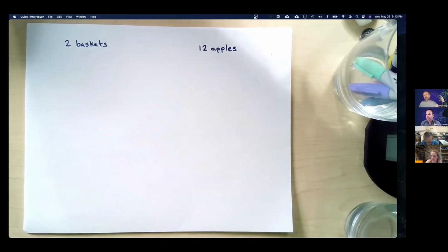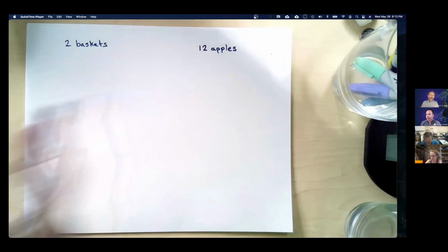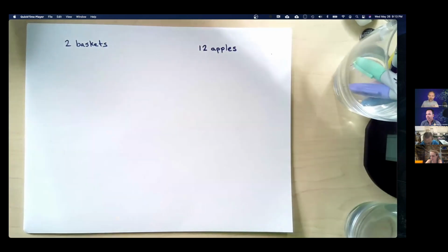I also want you to think about a student who is maybe right at their entry level, who maybe doesn't have the best relationship with math. And the question I have for you to think about is, how many apples were there in each basket? So in an individual basket, that's the question.